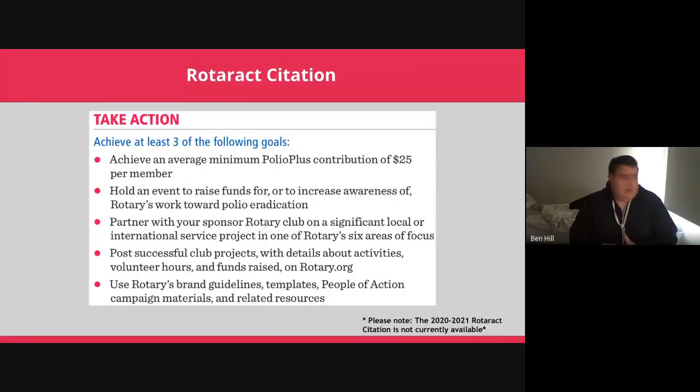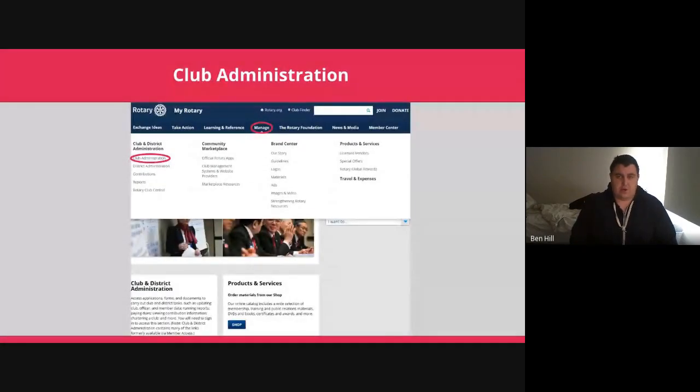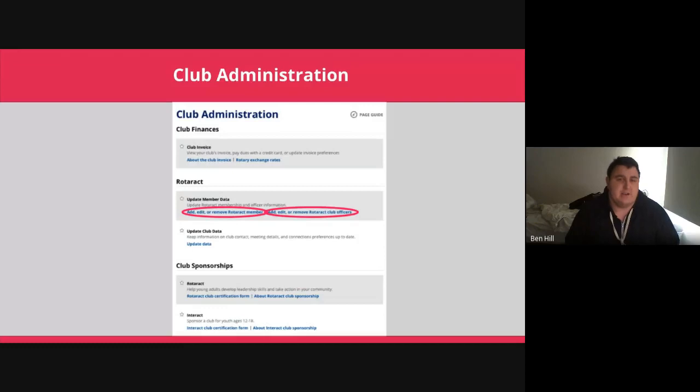Next, looking at My Rotary, we've got club administration. So when you log in to my.rotary.org, you'll see a page up the top. Click manage and then click club administration as we've circled. And then when you've clicked that, it'll take you to a page for Rotaract. You want to make sure that before you go into this to update members, that your current president has on the right-hand side clicked on add or edit Rotaract Club officers, so that they've listed you as president or vice president and updated all those roles for this incoming year.